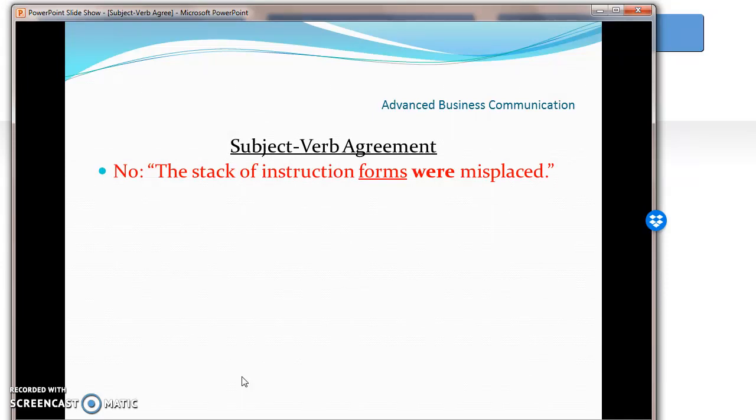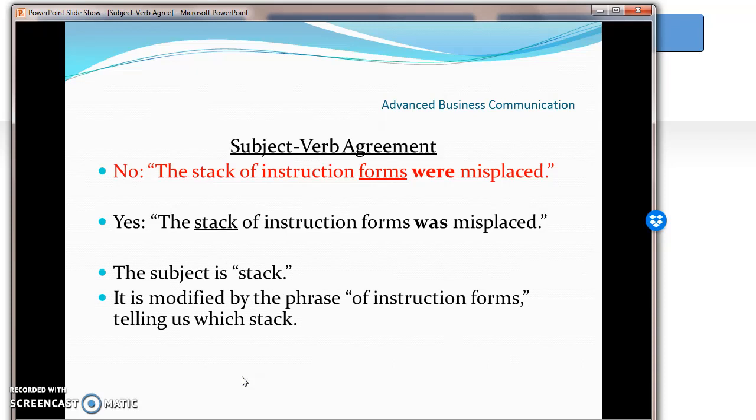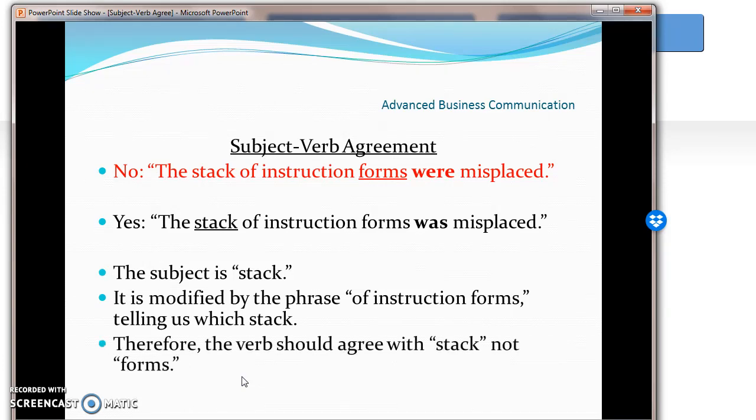Okay, look at this sentence. The stack of instruction forms were misplaced. This sentence does not have subject-verb agreement. Okay, do you see why? Do you see what the writer did? They made the verb agree with forms, okay? But that's not the true subject of the sentence. The subject of the sentence is the stack of instruction forms was misplaced, okay? The subject is stack, and it's modified by this phrase of instruction forms, telling us which stack, okay? So that means the verb should agree with stack and not forms.